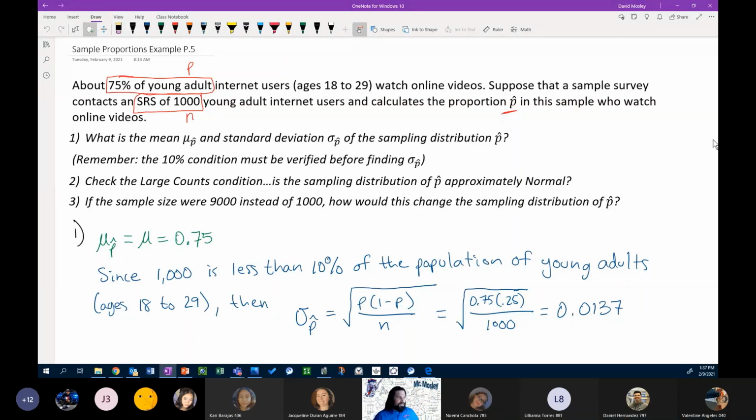So the step of checking the 10% condition, this condition must be checked. You have to state something about it. You can't just find the standard deviation and say, okay, cool, we're done. You have to justify the 10% condition in some way, either with a calculation or just by saying it's kind of obvious that this is less than 10%. So we have our numbers now. Any questions about how I did these first two calculations?